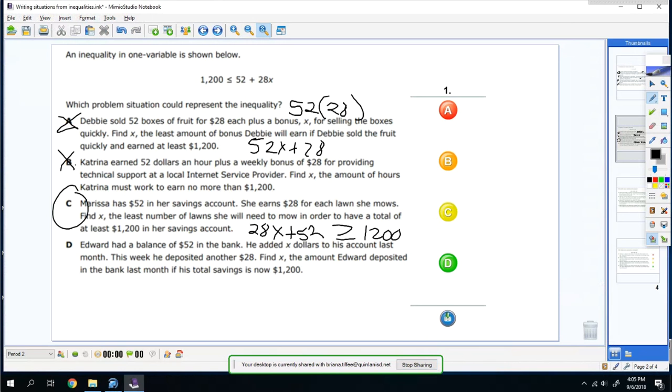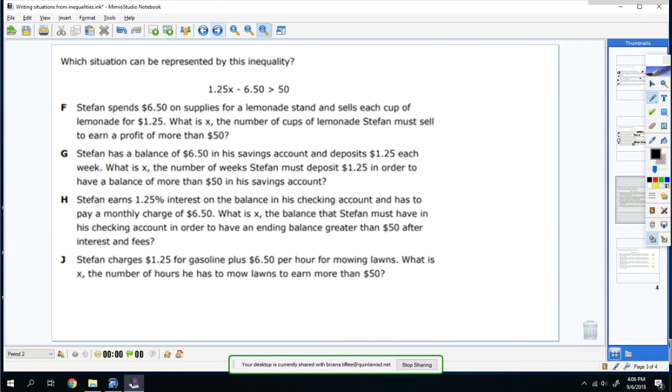Edward had a balance of $52 in the bank. He added x dollars in his account last month and deposited another $28. Okay, again, that's not right because the 28 is not being attached to the x. So the answer is C. Hey, let's do another one together.